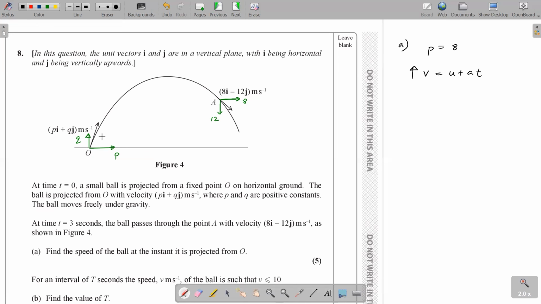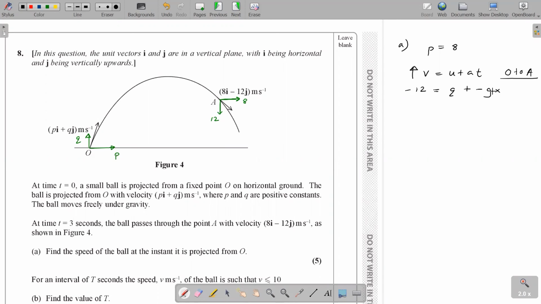So what's the final component of velocity? I'm considering the motion from O to A. So what's the final velocity? It's 12 downwards. Therefore, since I take upwards as positive, it's minus 12. U, the initial vertical component of velocity, is Q, upwards, therefore positive. And then plus acceleration. This is an object moving freely under gravity, so acceleration is negative g because it's directed downwards. I'm using the equation upwards.